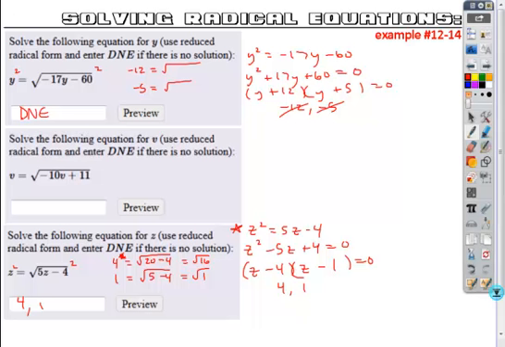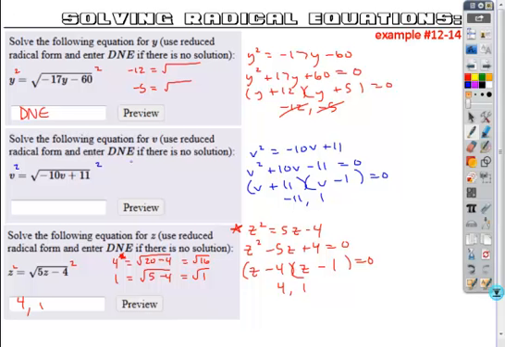Okay, let me talk through this second one here really quickly. Again, same idea. If this is the version that you see, isolate the radical, already done. Square both sides to get rid of the radical, giving you v squared equals negative 10v plus 11. Move everything to one side and set it equal to 0. So we add 10v and subtract 11. When we solve by factoring, the two factors of negative 11 that sum to a positive 10 are plus 11 and minus 1. So our two possible solutions here are negative 11 and 1.